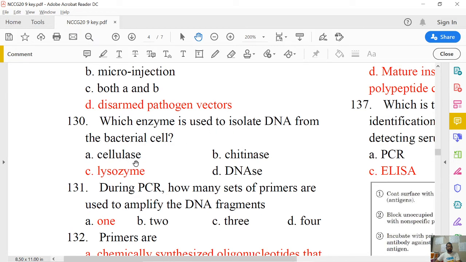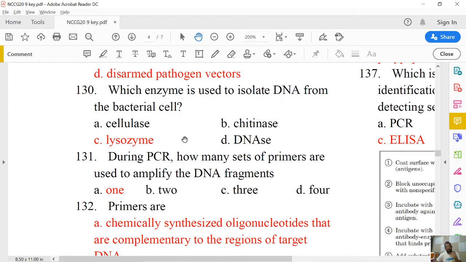Which enzyme is used to isolate DNA from bacterial cell? So for bacterial cell, it is lysozyme because lysozyme is able to digest the bacterial cell wall.